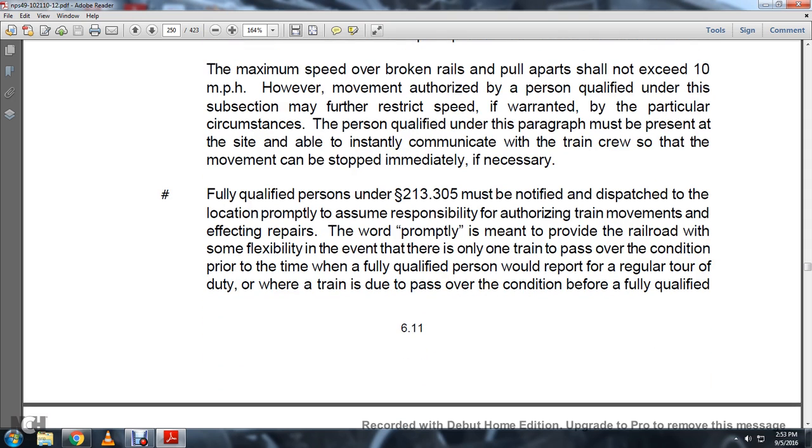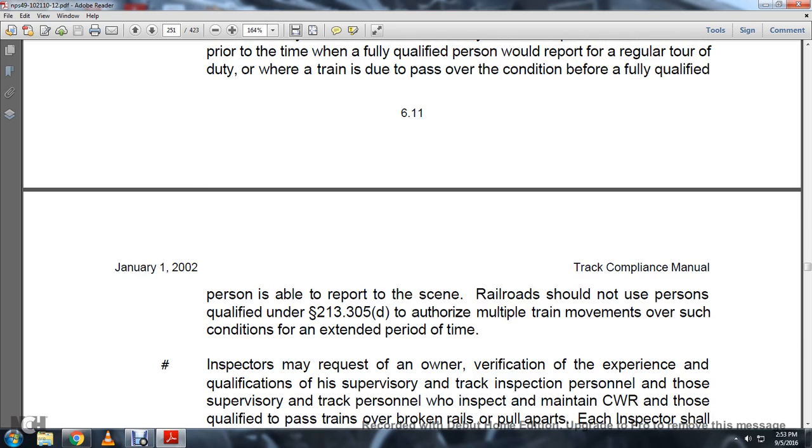Fully qualified persons under 213.305 must be notified of the location promptly and assume responsibility for authorizing train movements and affecting repairs. This is meant to provide the railroad with some flexibility in an event where only one train is passing through the condition prior to the time a qualified person would report for the regular tour of duty, where a train is due to pass over the condition before a fully qualified person is able to report to the scene.